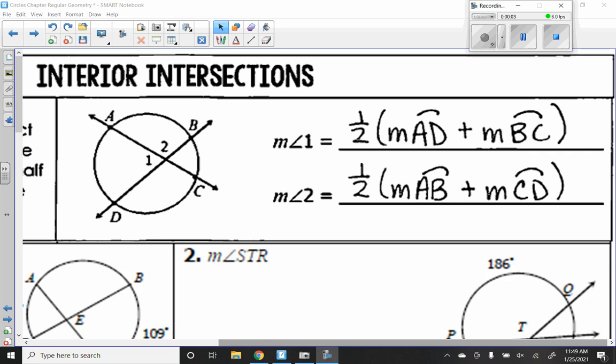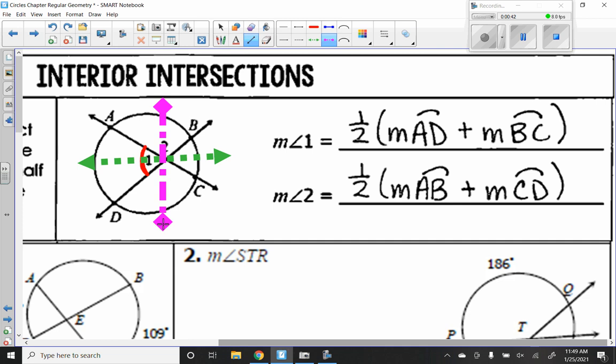All right, video on chords or secants that cross through the interior of a circle, but not at the center of a circle. So on this picture, we'll focus on angle 1 first. Here's how you find that angle. All I do is say angle 1 points left and right. Angle 1 has something to do with left and right, okay? And then angle 2 has something to do with up and down.